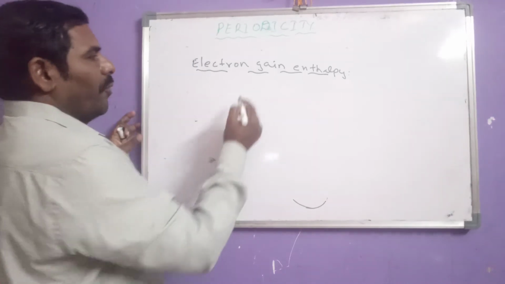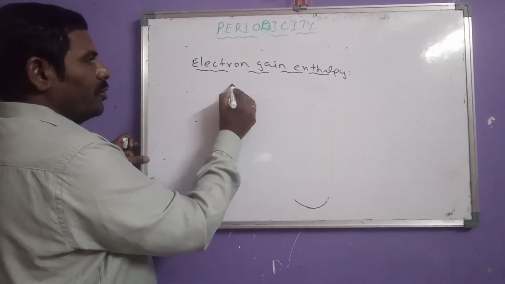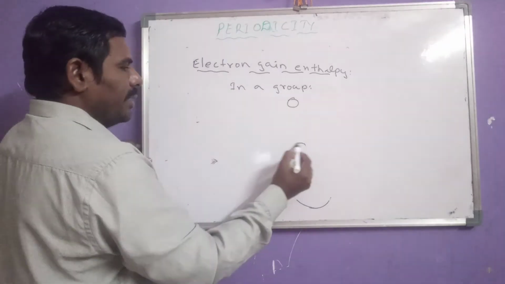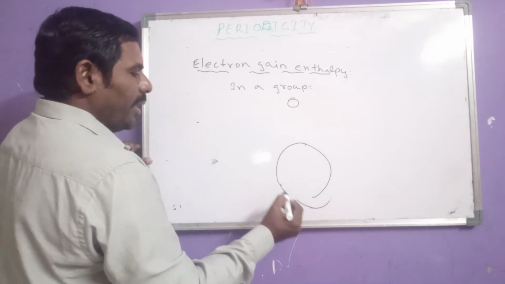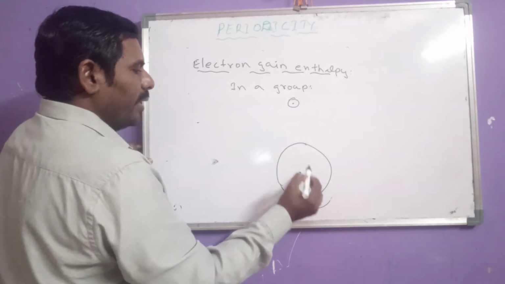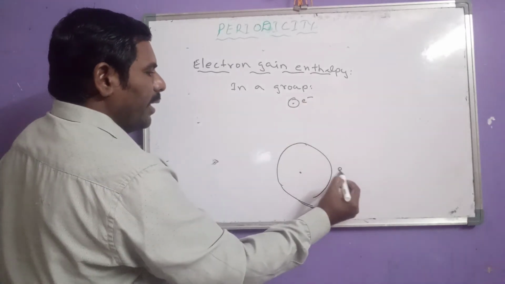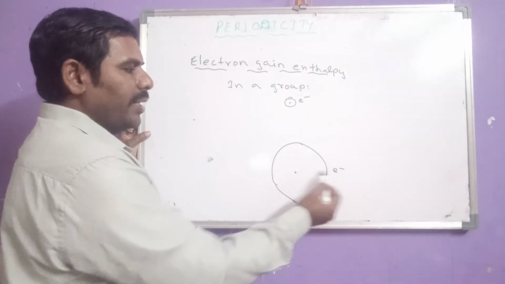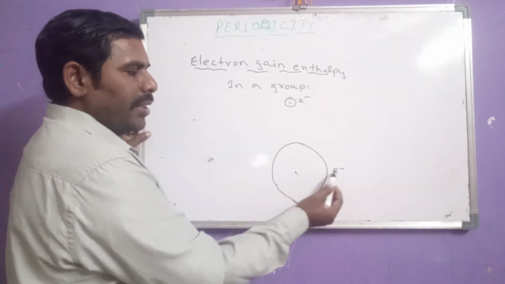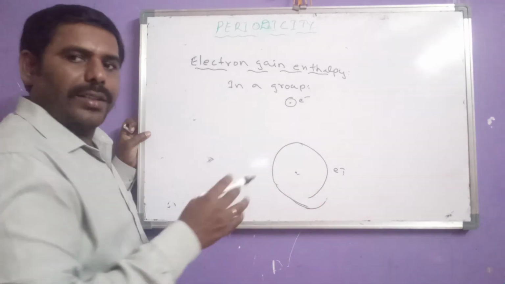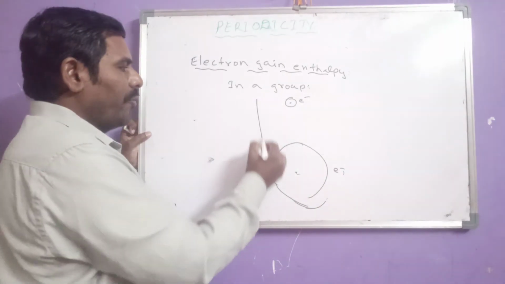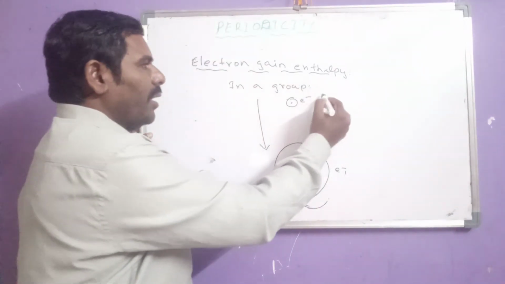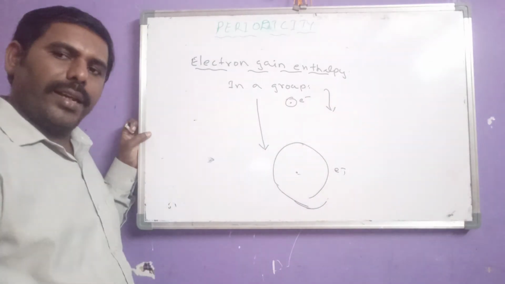Now let us see what happens to that value in a group. In a group, atomic size from top to bottom increases. As atomic size increases, the distance between the nucleus and the outermost electron also increases. As distance increases, this nucleus can't attract that electron effectively. That means from top to bottom, as atomic size increases, electron gain enthalpy value decreases.